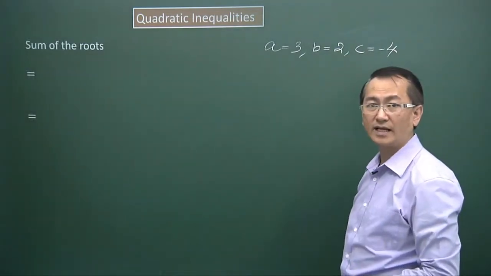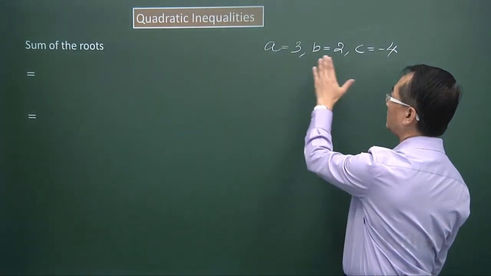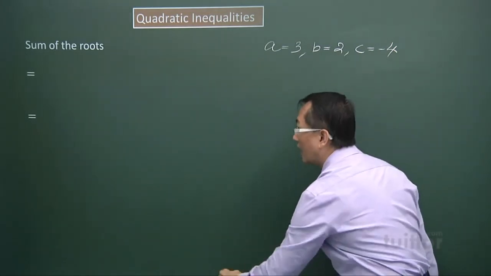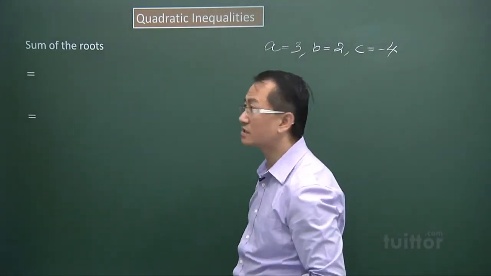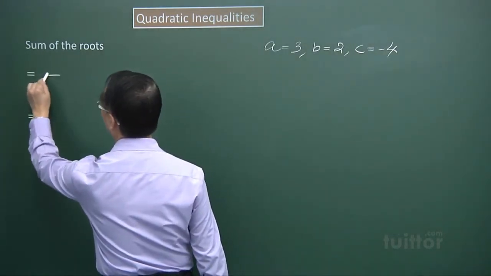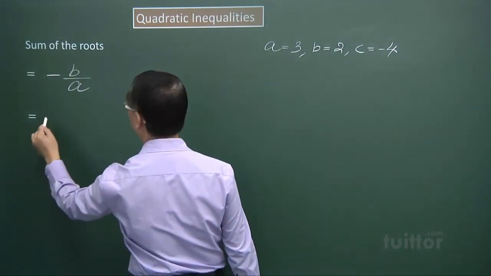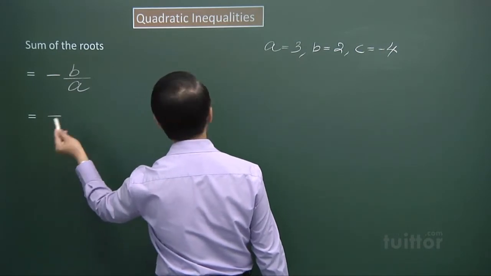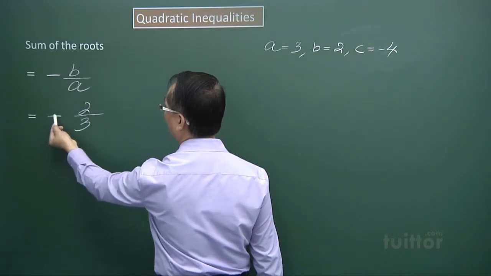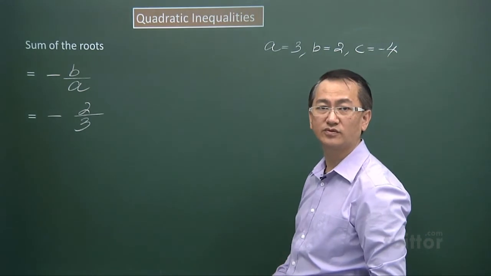Now, using the values from the equation that we obtained, A equals 3, B equals 2, C equals -4, we'll look at the sum of the roots. The sum of the roots is basically negative B over A. In this case, B is just 2 and A is 3. So -2/3. So that is the sum of the two roots.